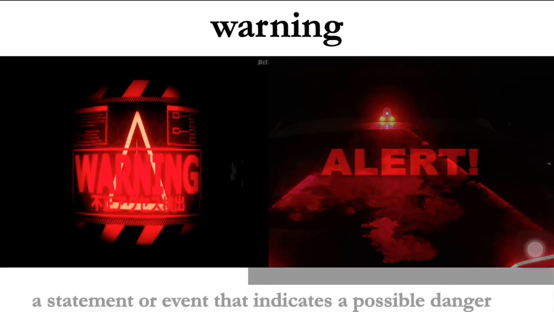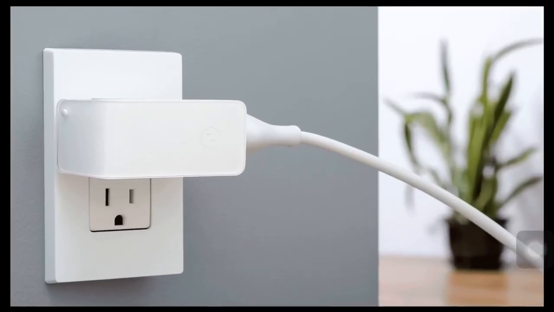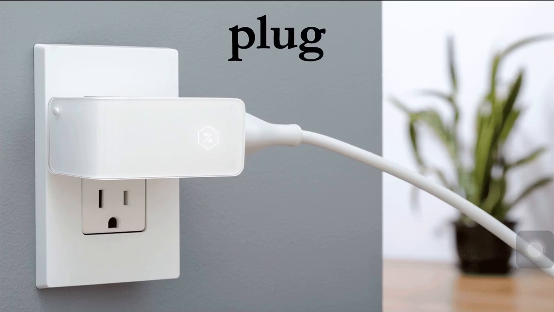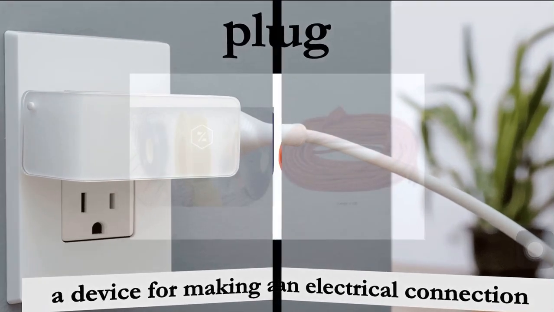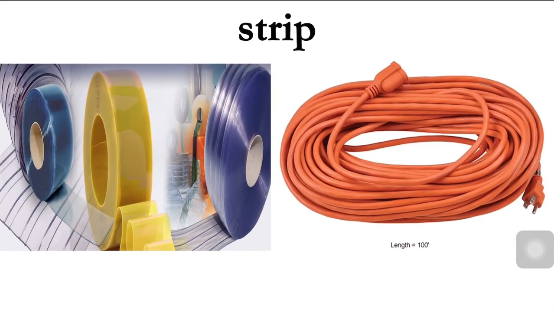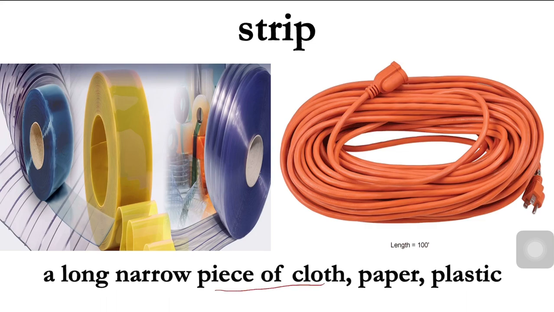Warning. Warning, to indicate a possible danger. When there is danger, we get a warning. Plug. Now this is a plug, and we use it in our chargers, electric devices, and so on, for making an electrical connection. Strip. Now, a strip is a long, narrow piece of cloth, paper, or plastic. So this is a strip, as you see here, and we use it for many purposes.